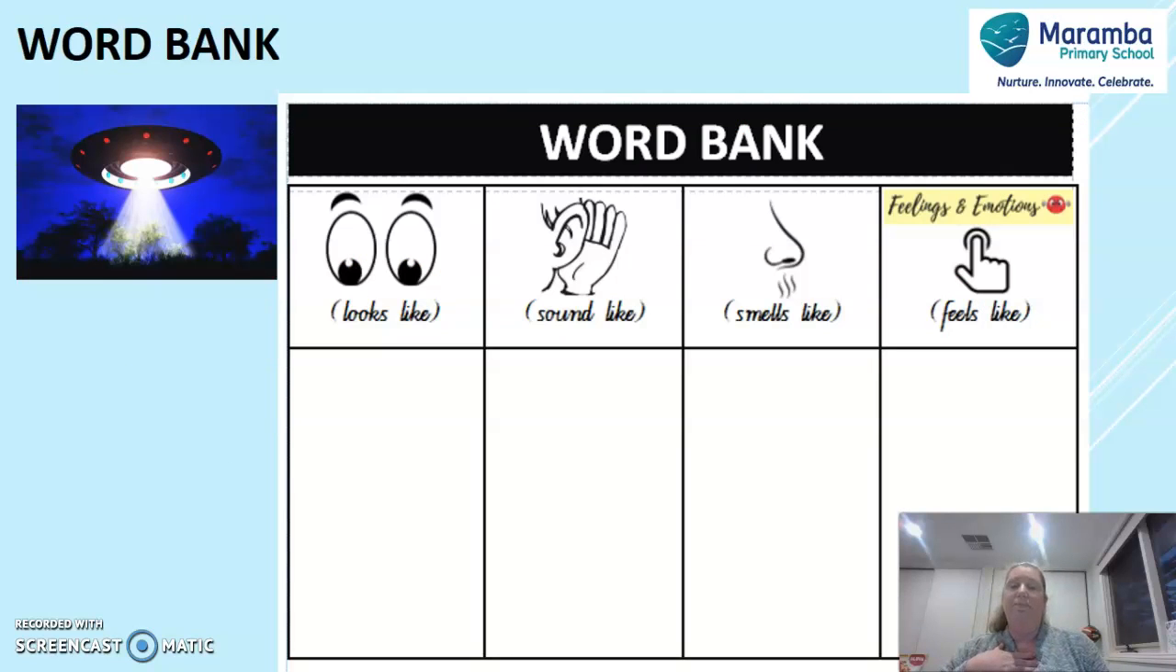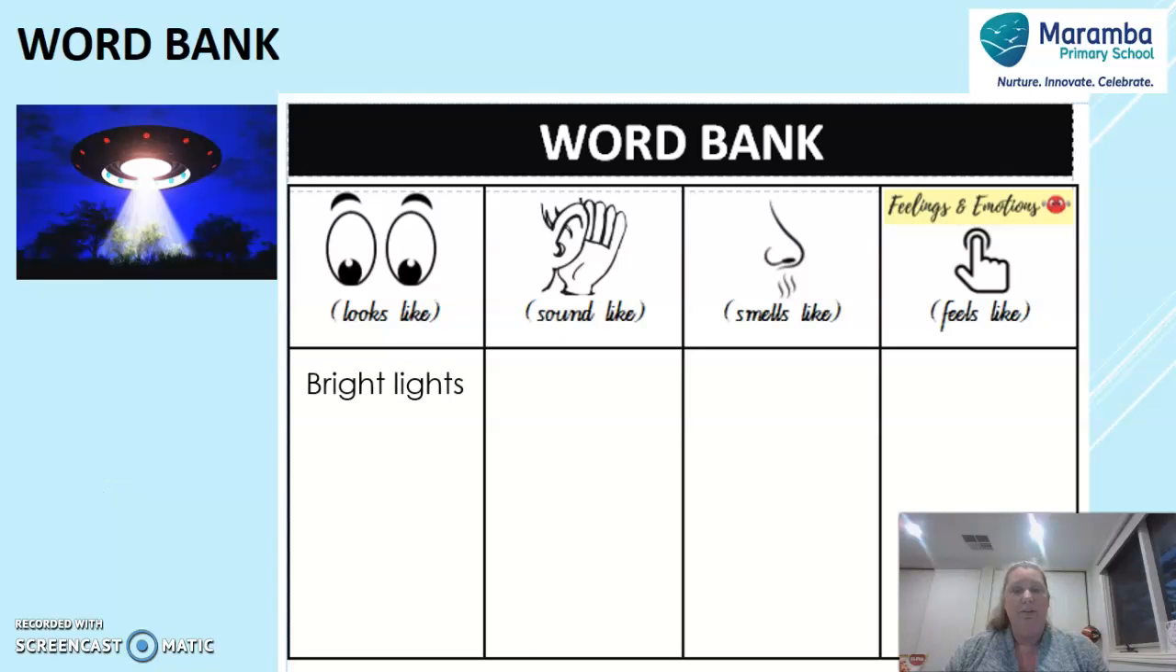Now, this is what you're going to do with your whiteboard. You are going to write down some adjectives about what this stimulus looks like. So have a good look at the UFO that's got the big glowing light coming out of the bottom. And what words can you think of?